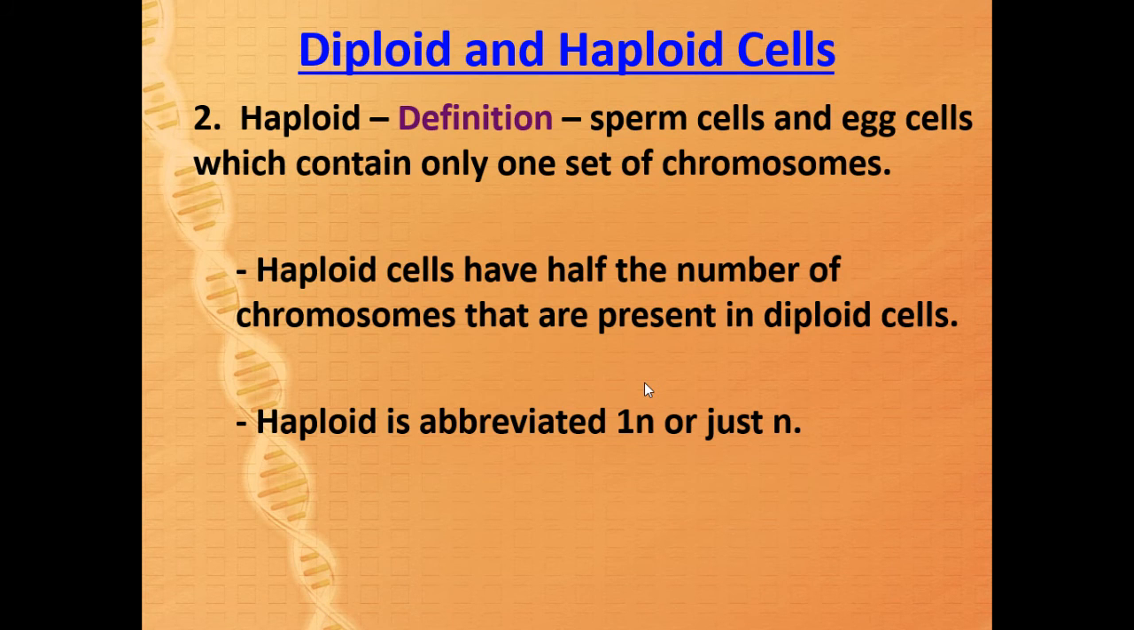Haploid, this is only going to refer to your sperm and egg cells, and that's because they contain one set of chromosomes. Haploid cells have half the number of chromosomes that are present in diploid cells, and we can abbreviate this as 1N or just N. Think of it like math class. If you are using variables, you might have like an X. You're not going to put 1X because you assume that if there's no number in front of it, it is a 1.